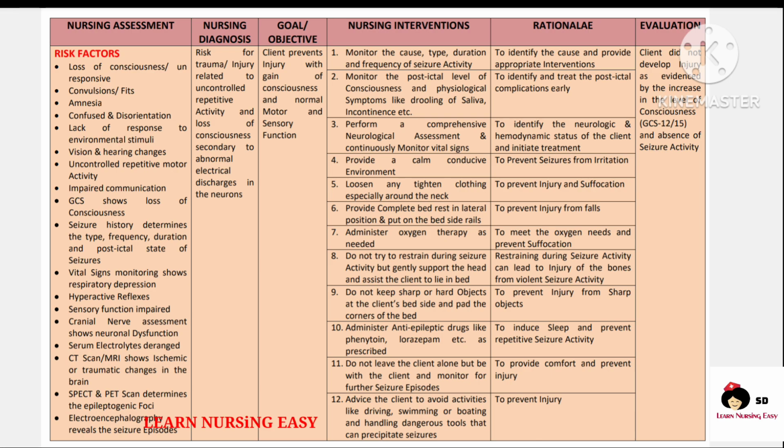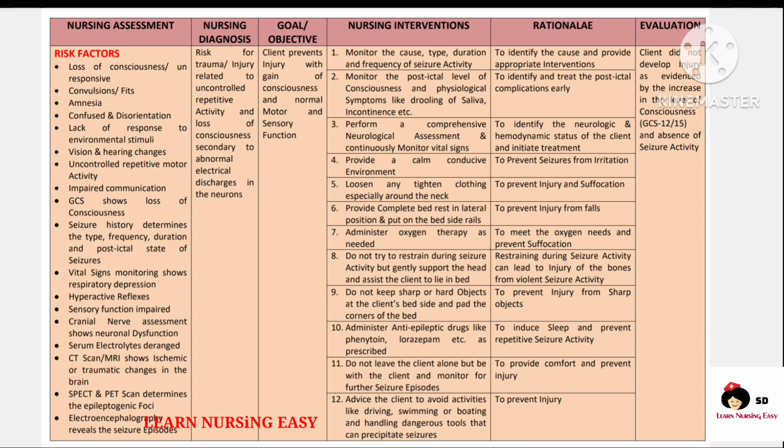And while the patient is having seizure activity, we must not restrain the patient. But we have to see that the patient is not hitting any sharp objects, so you have to remove any sharp objects near the patient's environment. You have to administer anti-epileptic drugs so this will induce sleep and prevent seizure activity so that we can prevent injury. Do not leave the client alone but keep monitoring the client for further seizure episodes so this will provide comfort and prevent injury. And advise the client to avoid activities like driving, swimming, boating and handling dangerous tools, as these all can precipitate seizures, so that we can prevent the injury.